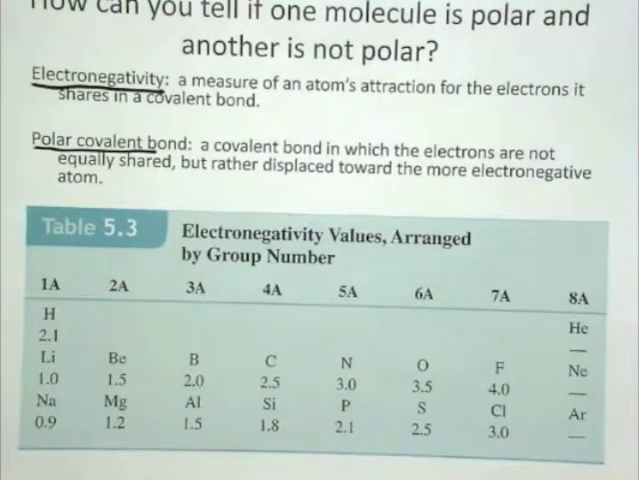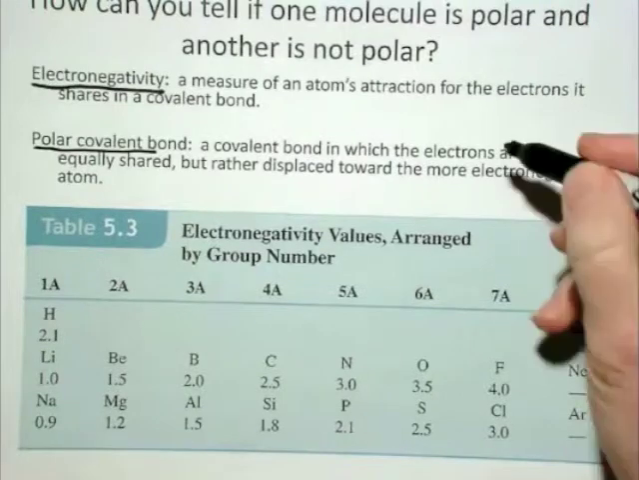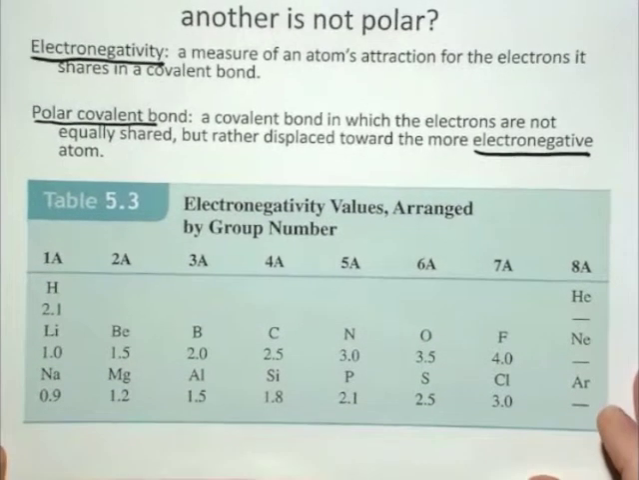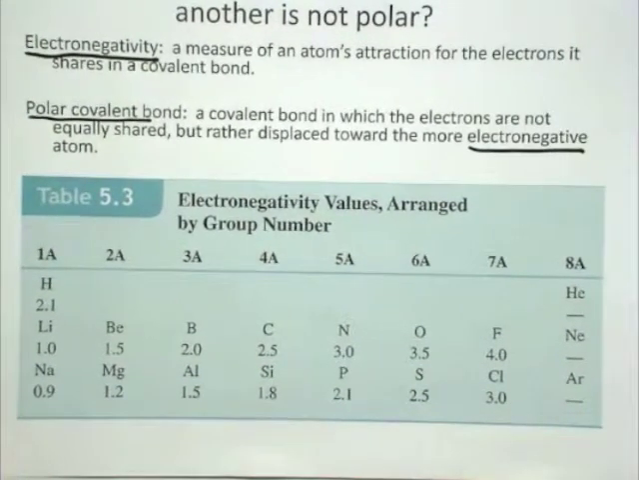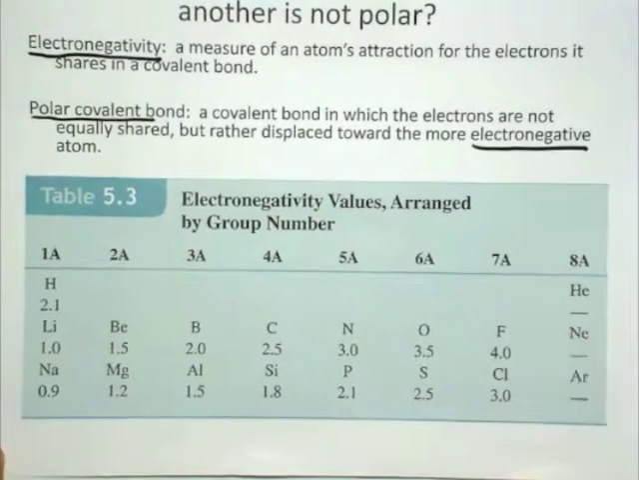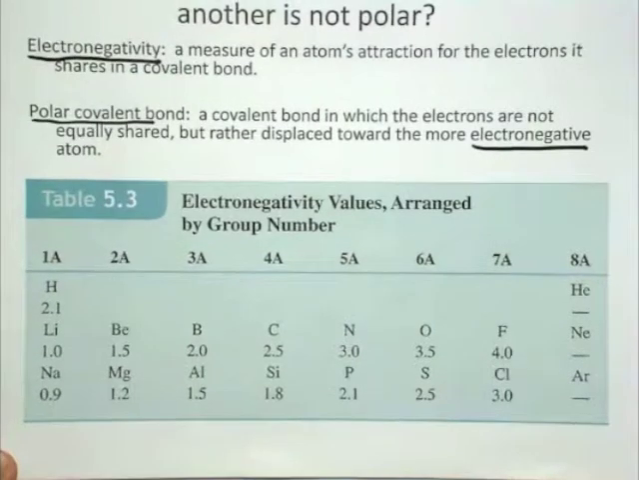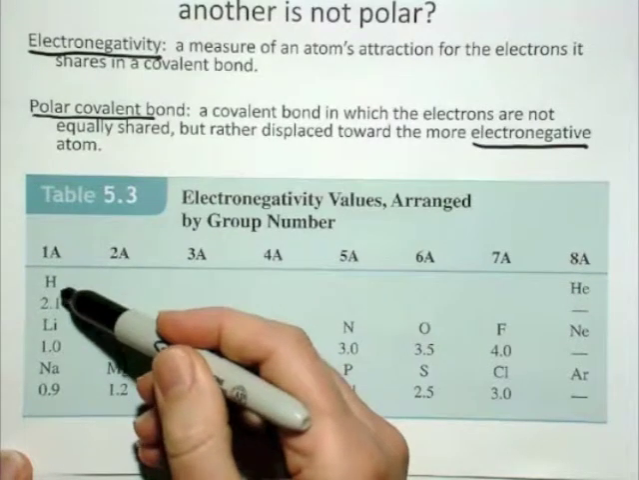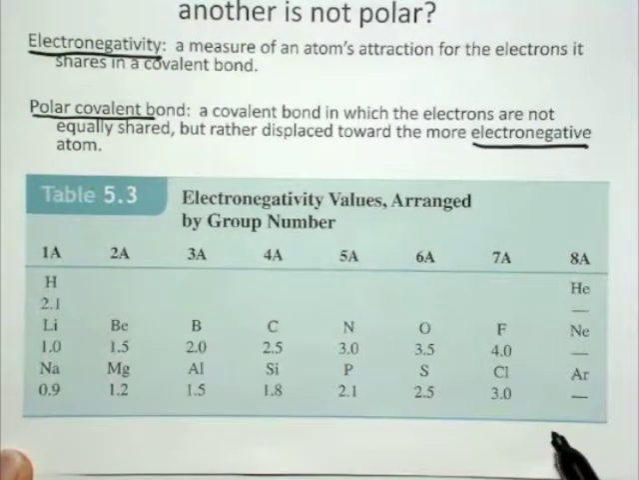A polar covalent bond is a covalent bond in which electrons are not equally shared, but rather displaced towards the more electronegative atom. So when we talk about the atom that has the greater attraction for the electrons, the technical term for that is it's more electronegative. And there's a table of electronegativity values shown right here. Different atoms have been assigned electronegativity values on a relative scale. And this is just a bit of the periodic table, and this is an element, and below the element is the electronegativity value for that particular element. And this is just a small snapshot of the periodic table.